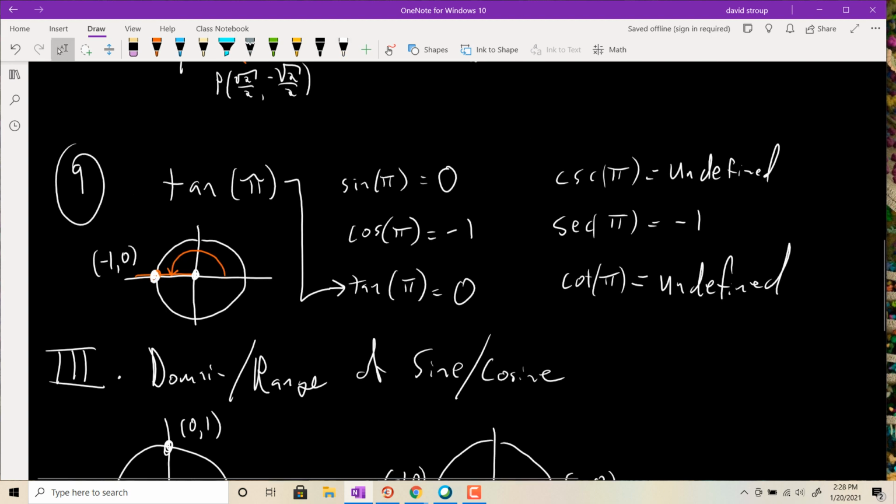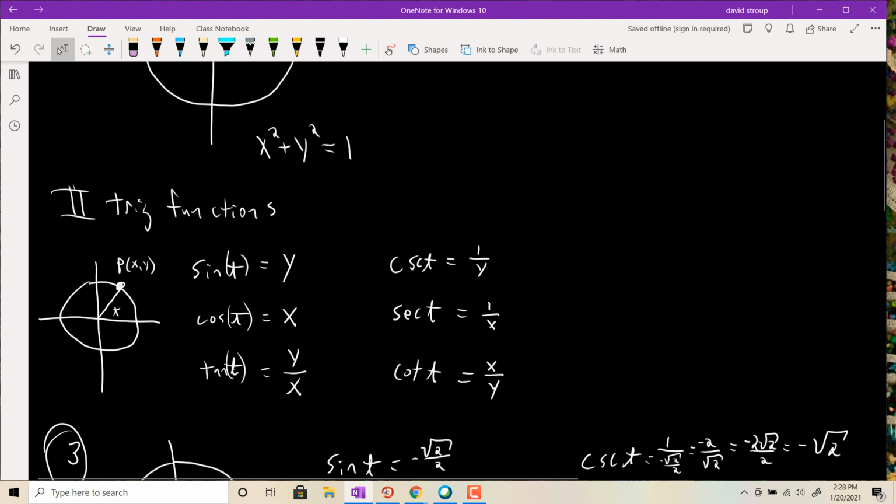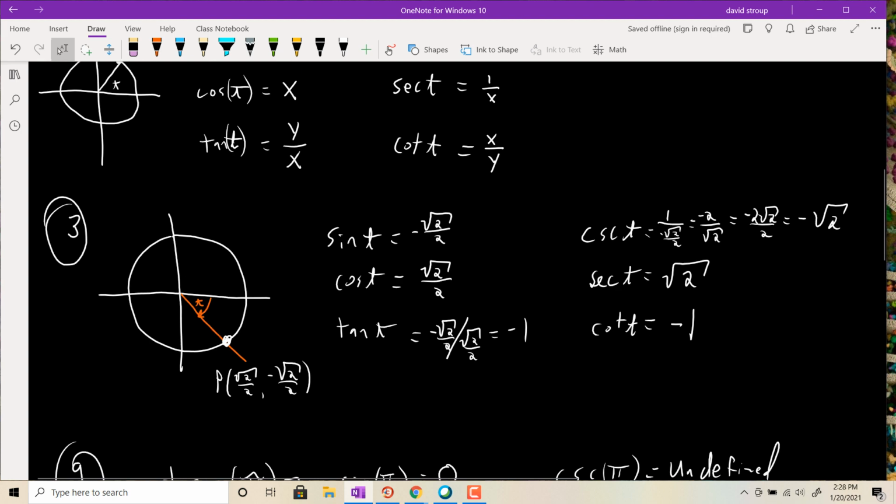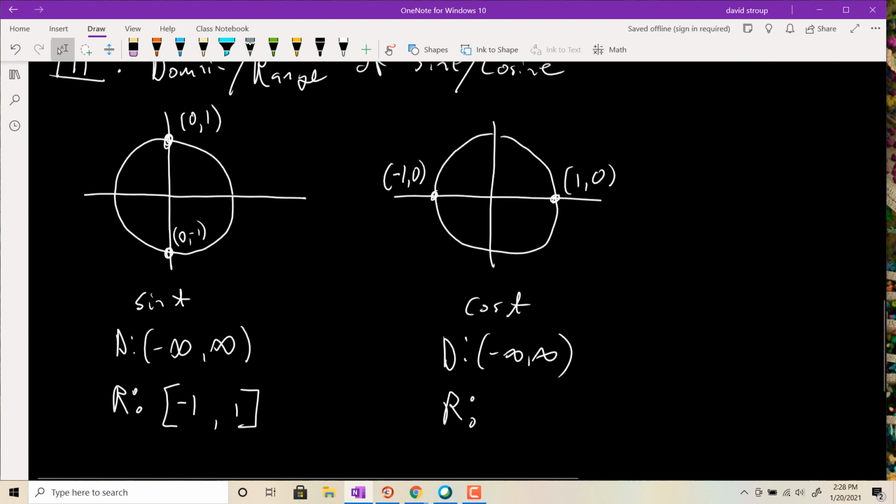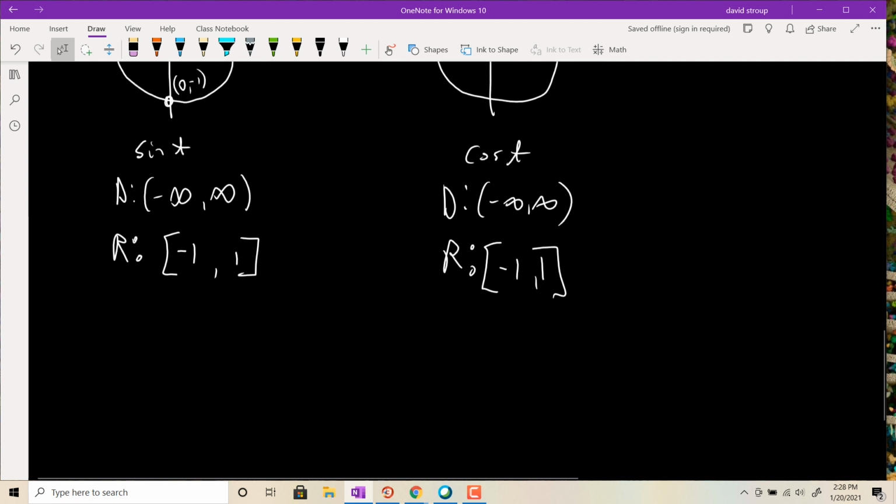Remember, the output of cosine is x, the x coordinate. So the range, the possible outputs, will go from -1 to 1, including those endpoints.